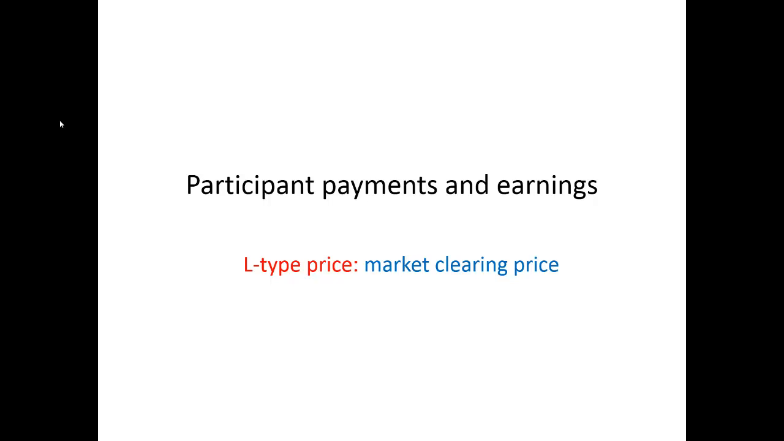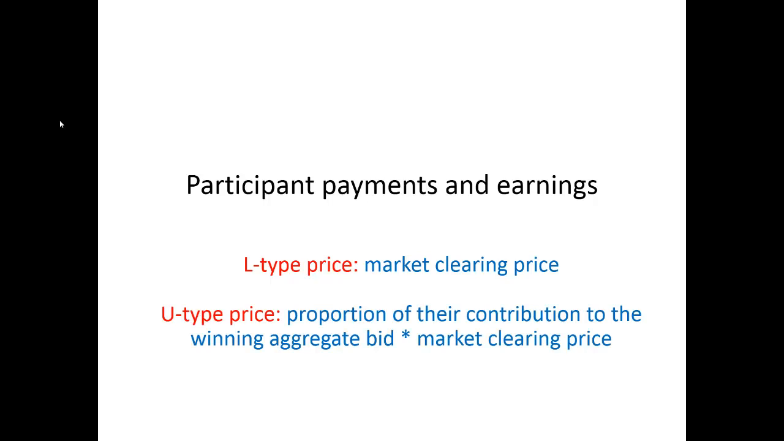Things are more complicated for winning bidders whose blocks are assigned a U characteristic. In this case, the price that each winning U-type participant pays for a block is equal to the proportion of their contribution, that is, their own bid, to the winning aggregate bid, times the market clearing price.